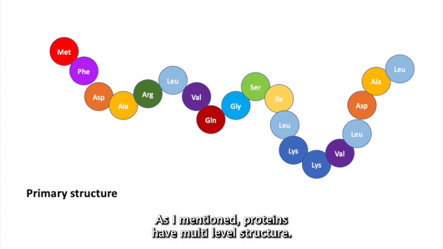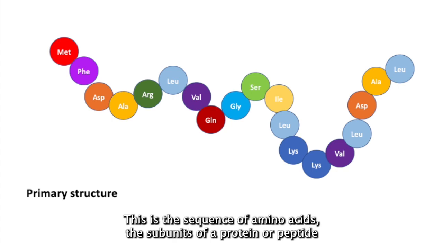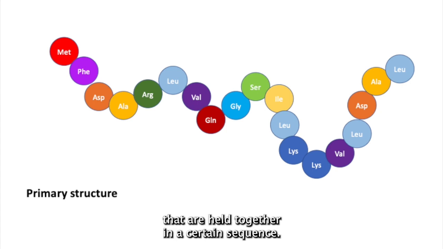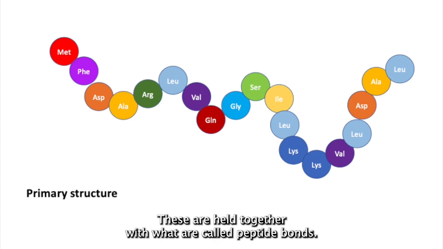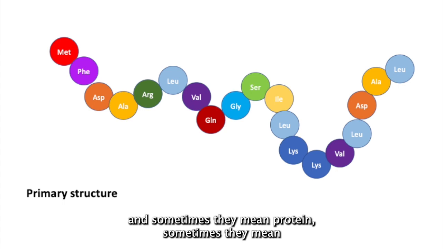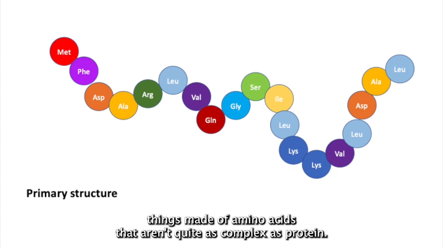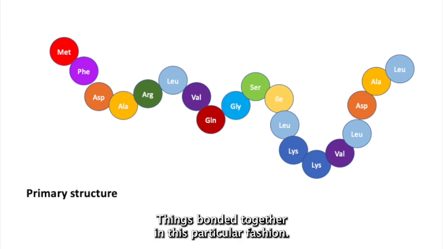As I mentioned, proteins have multi-level structure. At the basic level, we have what's called the primary structure. This is the sequence of amino acids, the subunits of a protein or peptide, that are held together in a certain sequence. For instance, here we see the primary structure of one type of protein. These are held together with what are called peptide bonds. Sometimes you might hear the word peptide thrown around, and sometimes they mean protein, sometimes they mean things made of amino acids that aren't quite as complex as a protein, but that's what that word is referring to: things bonded together in this particular fashion.